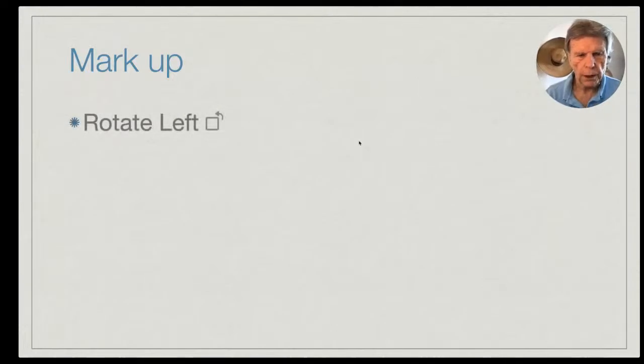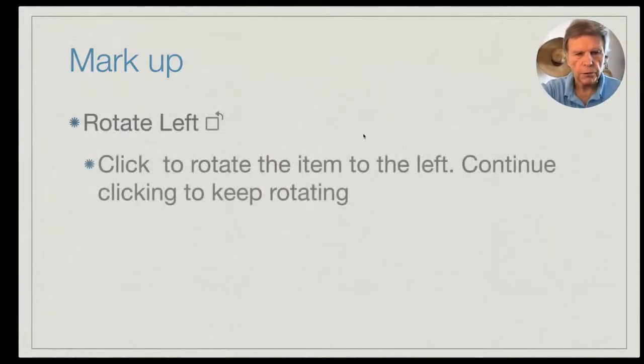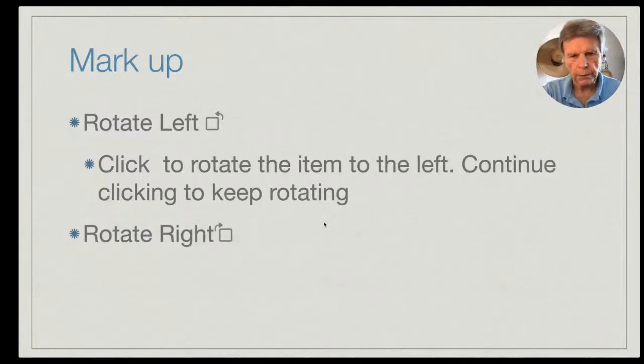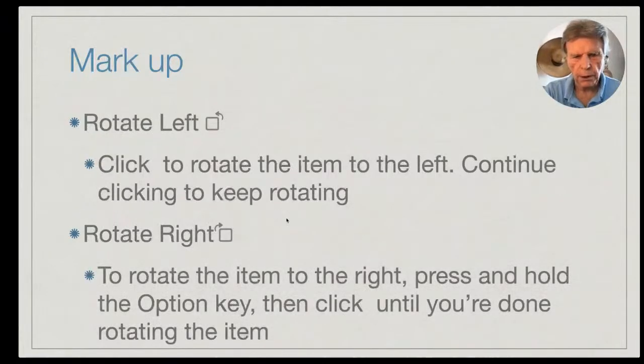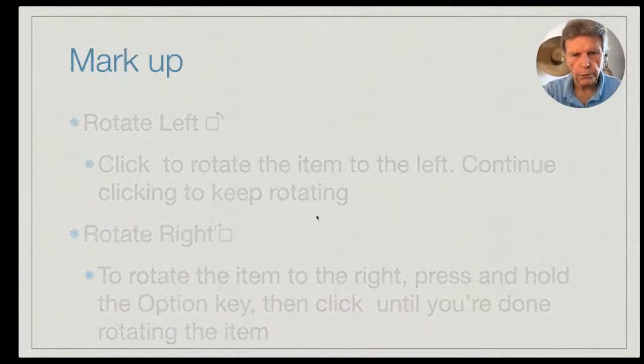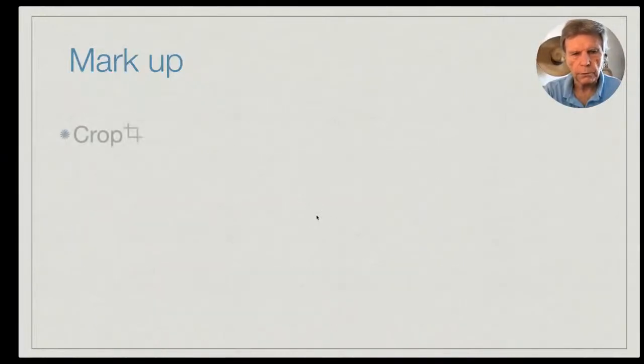Now rotate supposedly lets you rotate an item. However, I did not get that to work. It only rotates the whole document. So if you want to rotate left, you just click on the icon. If you want to rotate right, you hold down the Option key while you click on the icon. And then just keep clicking until you get it rotated into the right position. So I'm not going to demonstrate that because it really doesn't work the way you think it should.